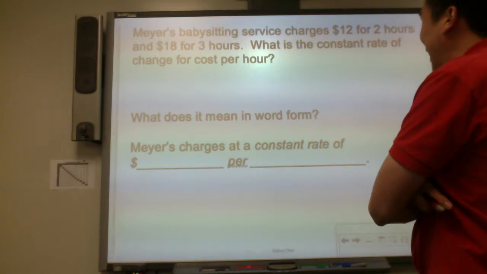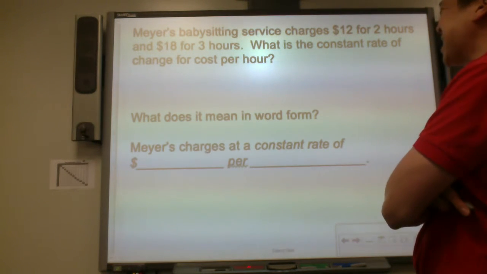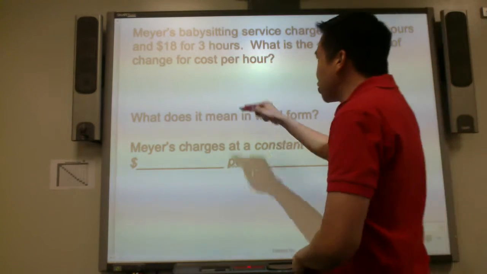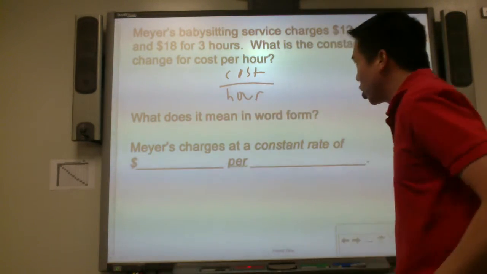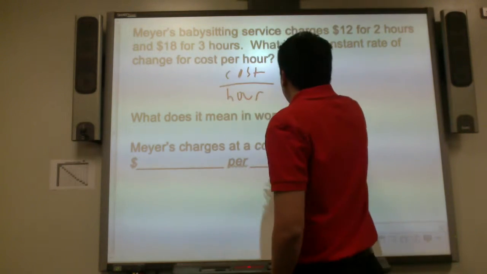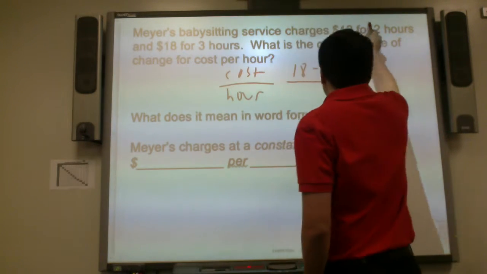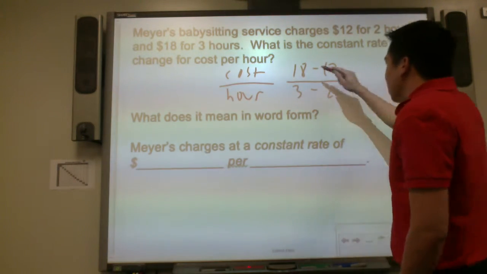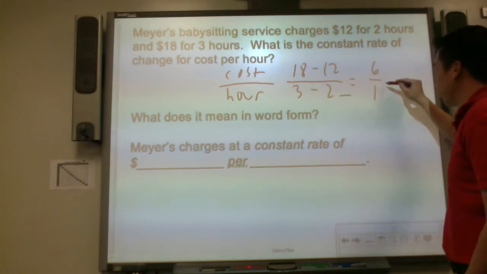Miss Meijer, on the other hand, charges $12 for 2 hours, $18 for 3 hours. What is the constant rate of change for cost per hour? So how much does the cost change? It was 12 to 18. And how many hours changed? From 2 to 3. So 18 minus 12 is 6. 3 minus 2 is 1.